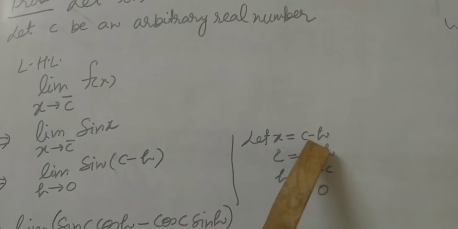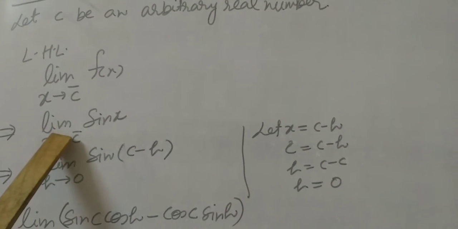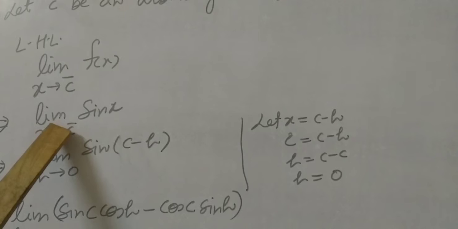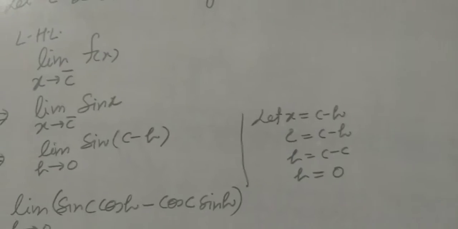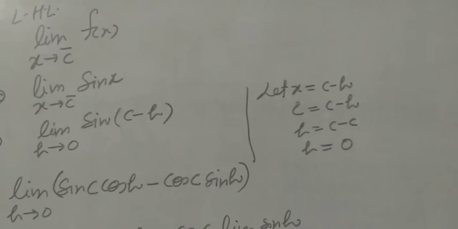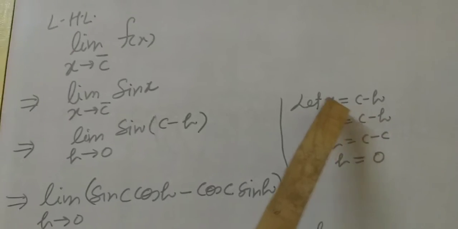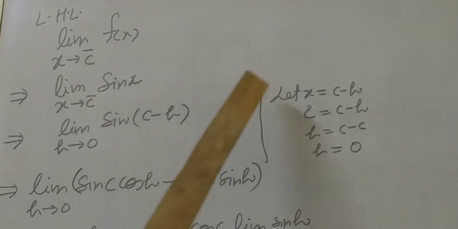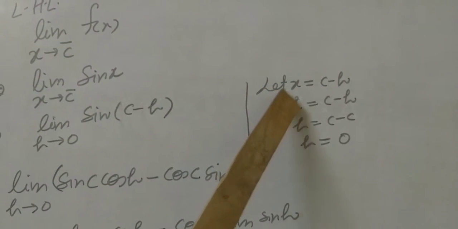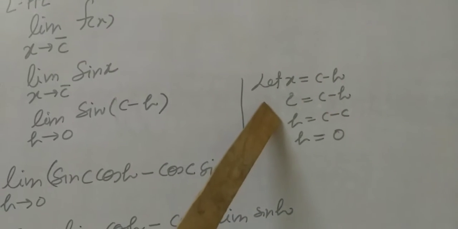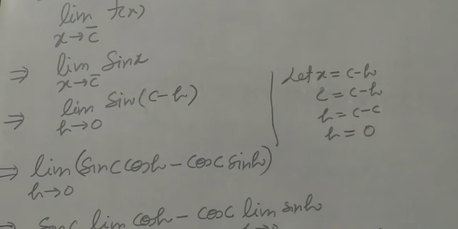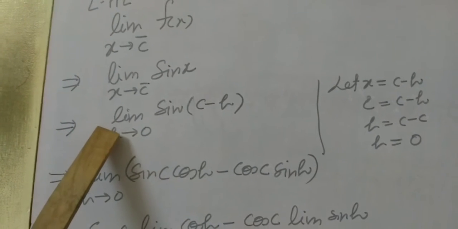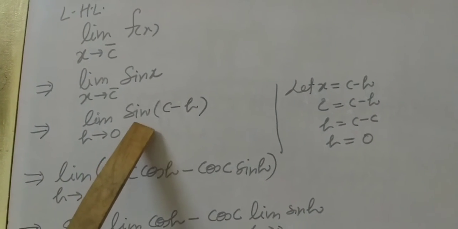Let x = c - h, because we have to take the value of x a little bit less than c. That's why we take x = c - h, where h is a very small value. Okay students. So x tends to c, so we put x = c in x = c - h. Then h = c - c, so h = 0. That's why we write the limit as h tends to 0 of sin, and in the place of x we write c - h.